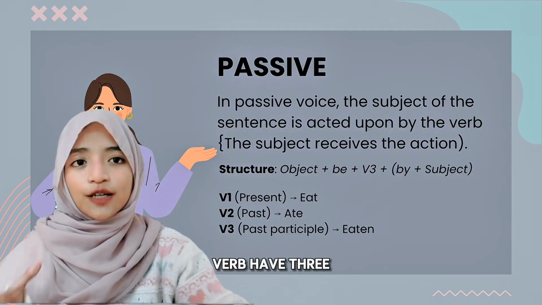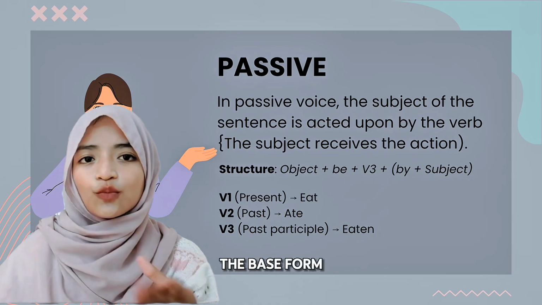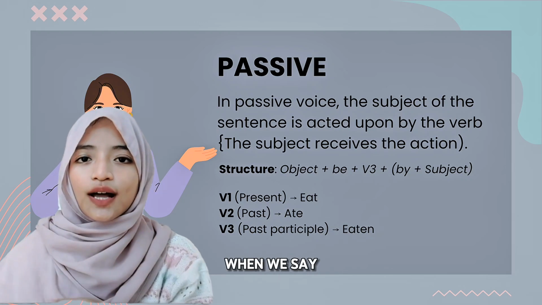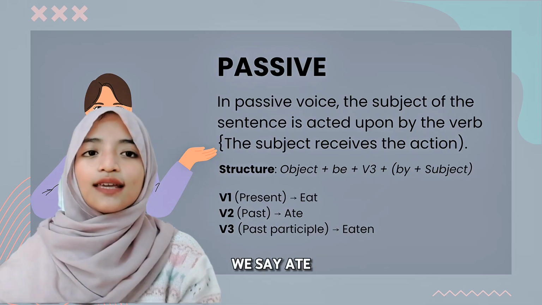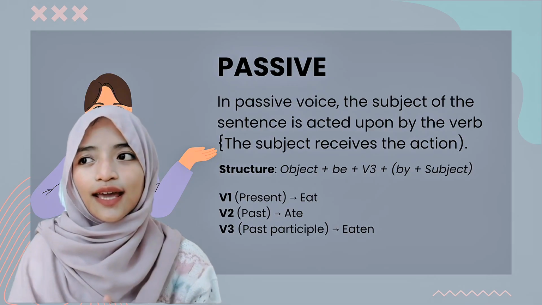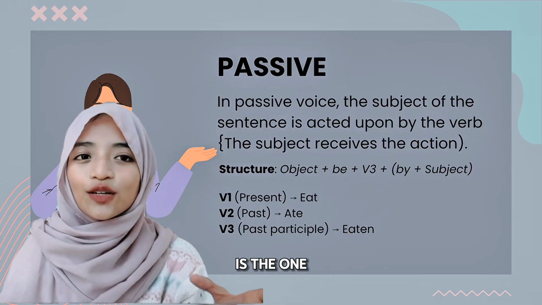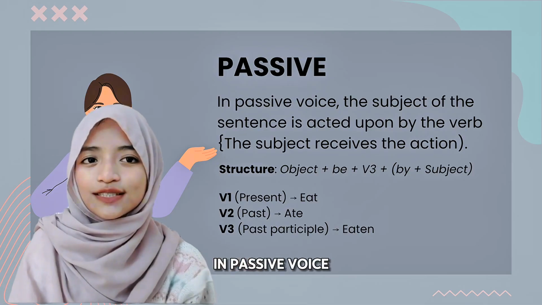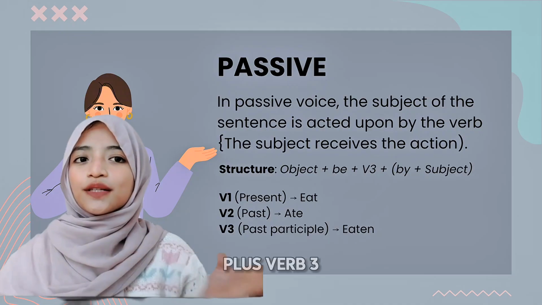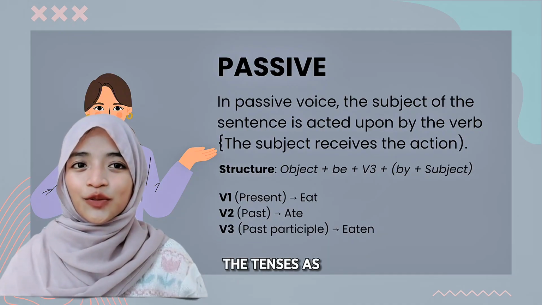Remember, guys, verbs have three main forms. Verb 1 is the base form or original word, for example, eat. Verb 2 is the past form. When we say eat in the past, we say ate. And verb 3 is the past participle, and it changes to eaten. And this one is the one we always use in passive voice. So whenever you want to make passive sentences, just remember form of be plus verb 3 or past participle. And be careful with the tenses as well, guys.